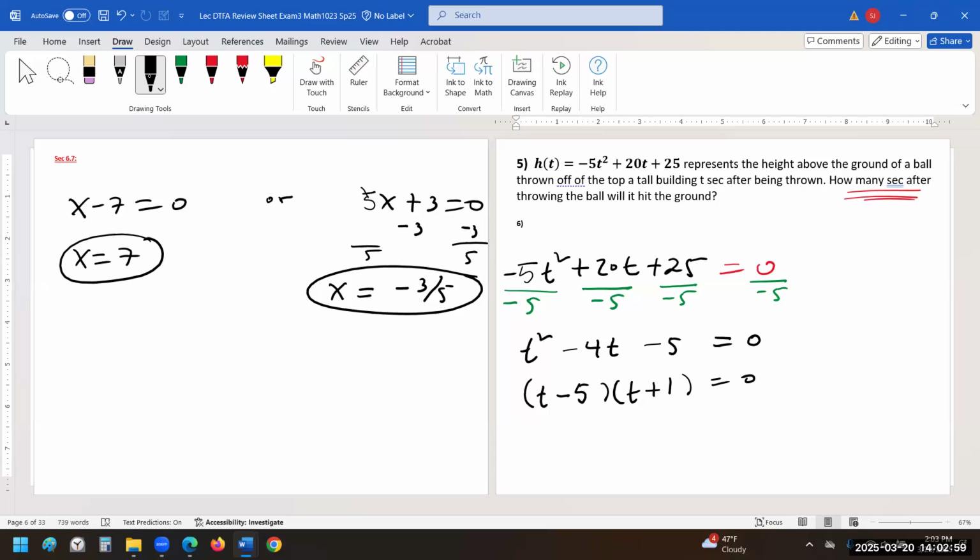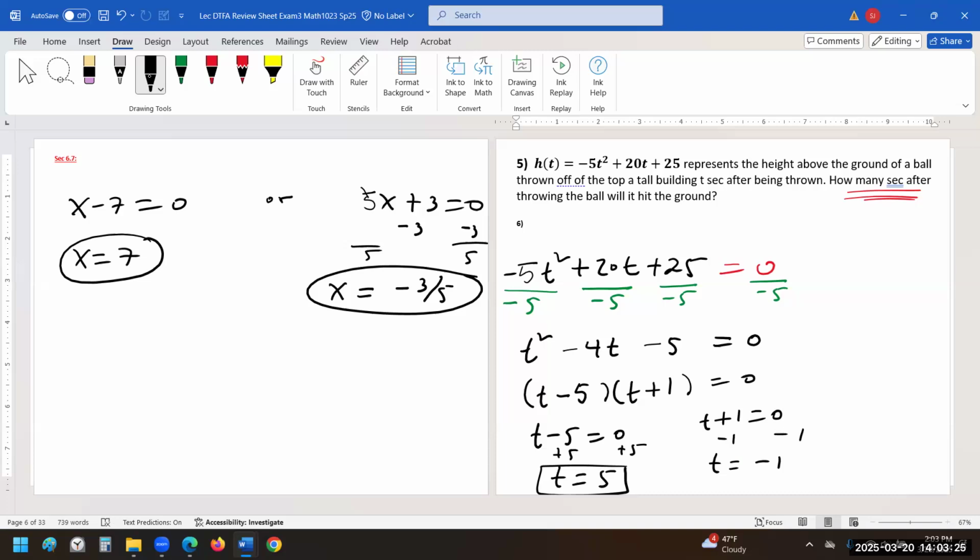No, -5 because the middle sign is minus. No, but we have to take something. So t - 5 equals 0, so we get t equals 5. And we have t plus 1 equals 0. So we subtract 1, that gives us t is -1.